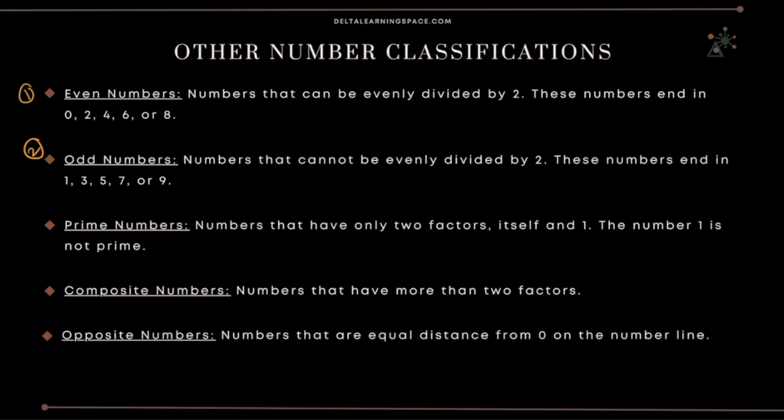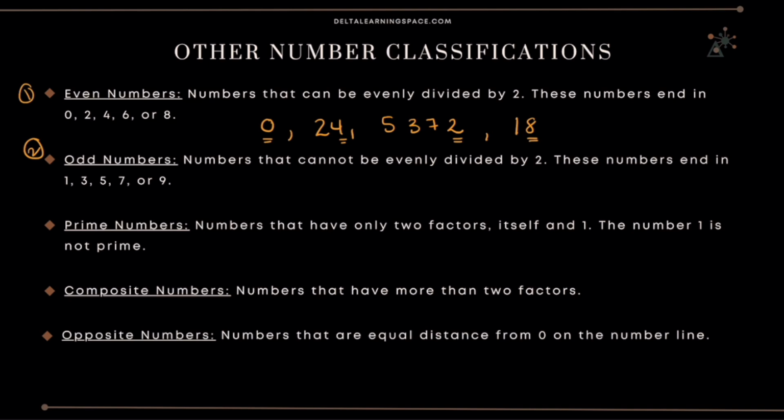A few examples of that will be the number 0, 24, 5,372, and 18. All of these will be considered even because their last number either ends in a 0, 2, 4, 6, or 8. Odd numbers, on the other hand, are values that cannot be evenly divided by 2.